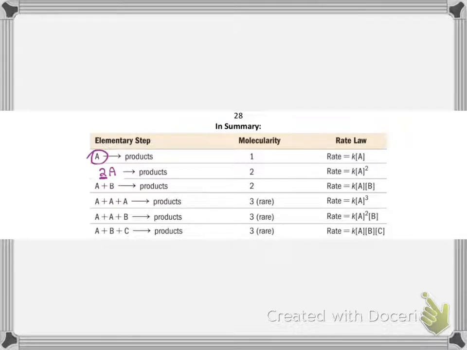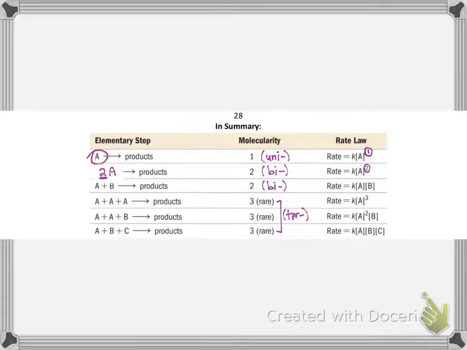so that means for that elementary step, it is second order with respect to A, whereas when it was unimolecular, it was only first order with respect to A. Craziness! And of course, it just keeps going in that direction. So of course, molecularity of 1 is unimolecular, molecularity of 2 is bimolecular, and the molecularity of 3 is termolecular. Okay, so now we know how to write the rate law of the individual steps.